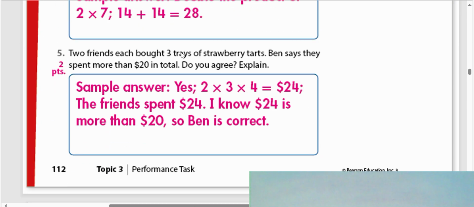Friends each put 3 trays of strawberries. Artists says they spent more than $20 in total. Do you agree and explain? Simple answer here, yes, because 6 times 4 equals 24 and 24 is greater than 20. The friend spent $24. I know $24 is more than 20, so B is correct. Okay.